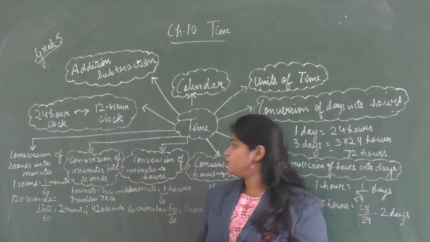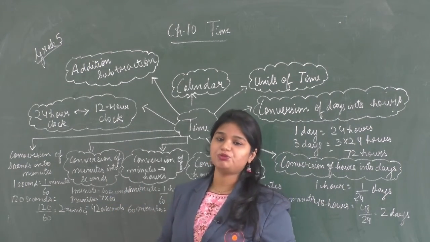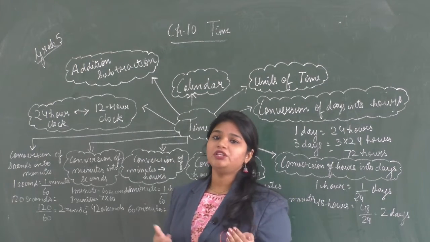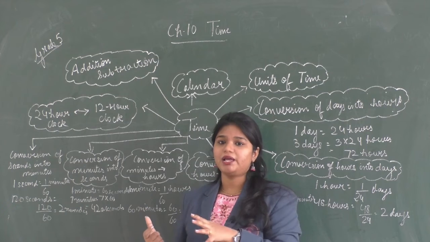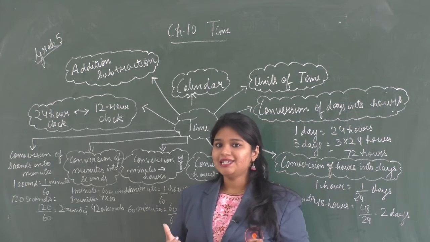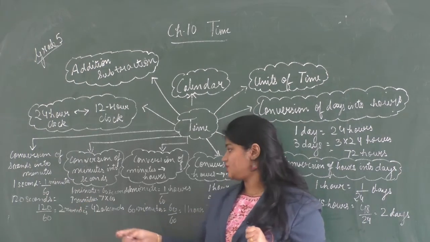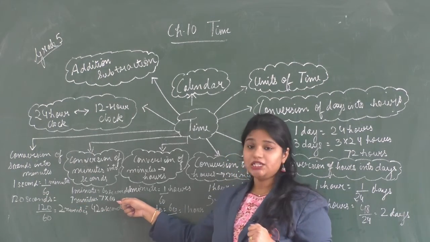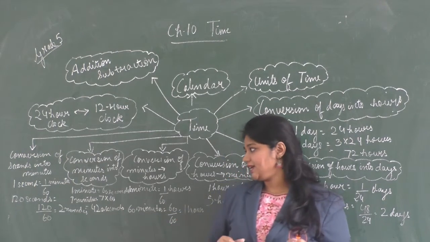Further we learned conversion of minutes into seconds. Now 1 minute is equal to 60 seconds. So when you have to convert the given number of minutes into seconds, we multiply the number of minutes by 60. So here I need to convert 7 minutes into seconds. We multiply 7 by 60, I get the answer 420 seconds.